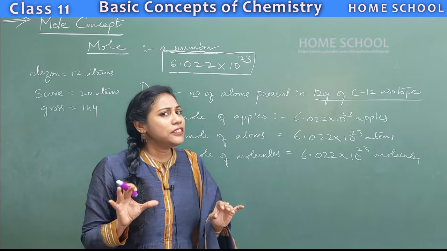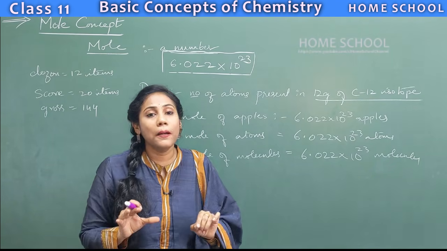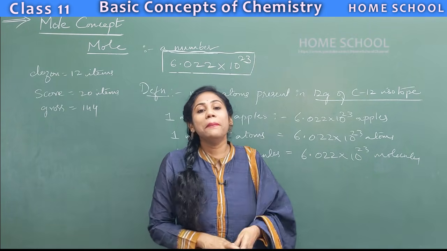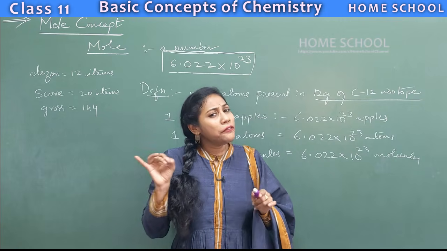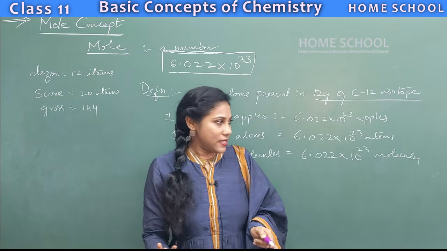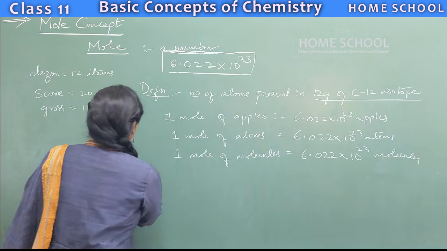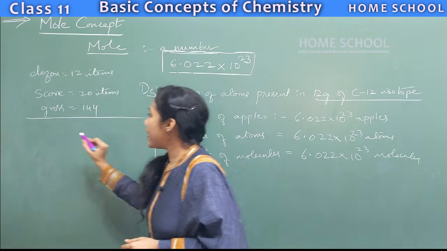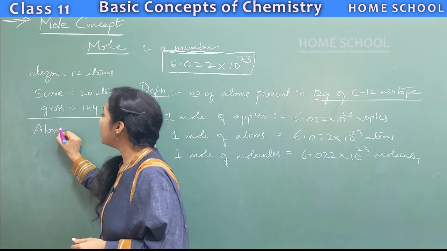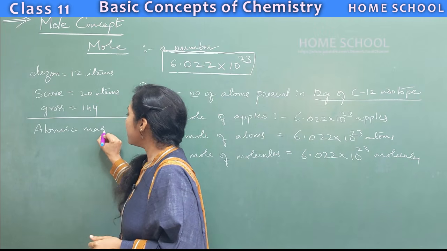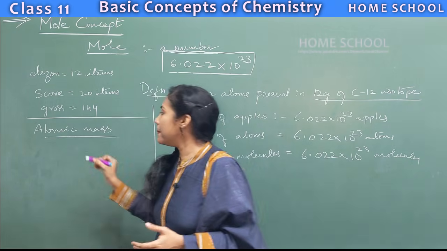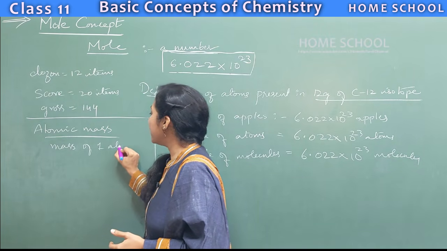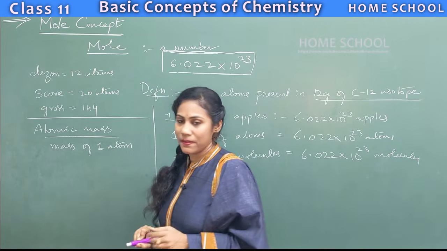And now we will talk about one more important term, that is gram atomic mass. So what do we actually mean by gram atomic mass? We have an idea about atomic mass, isn't it? Let me recap the previous video's concept. We spoke about atomic mass, so atomic mass is nothing but the mass of one atom. Mass of one atom is called atomic mass.